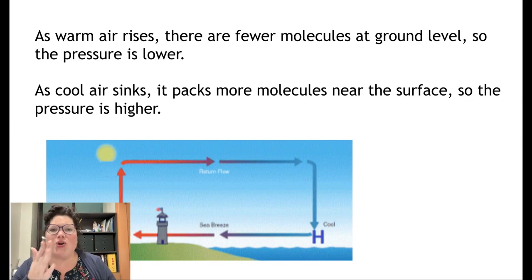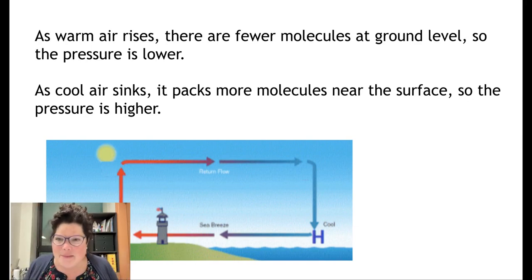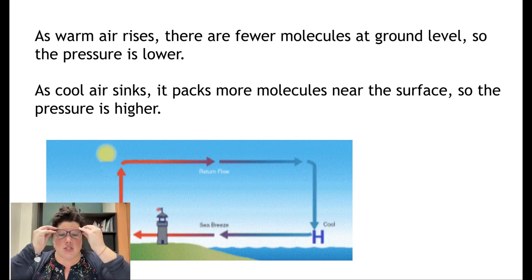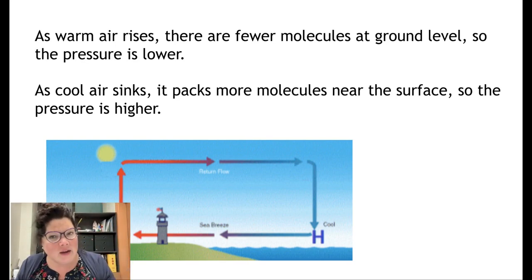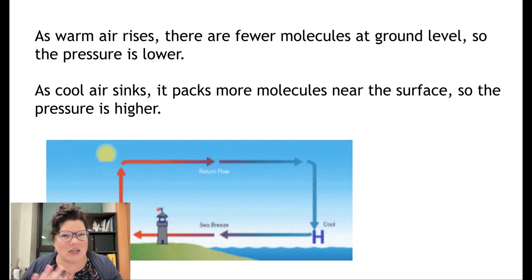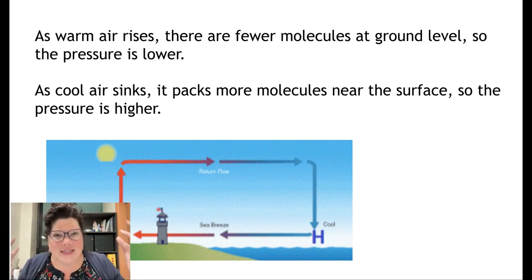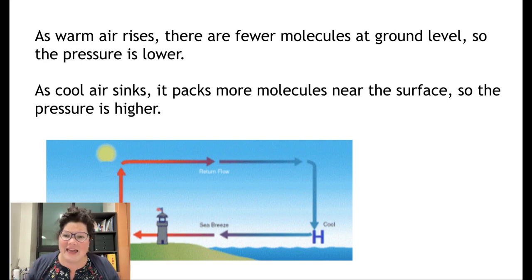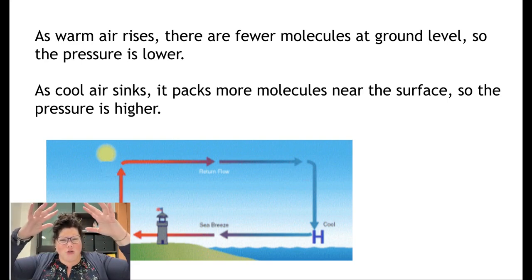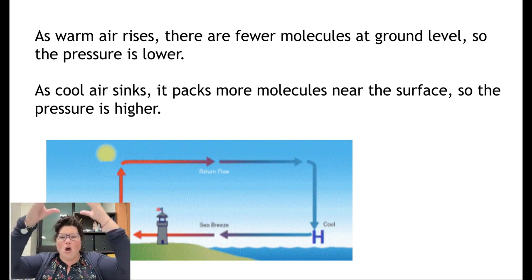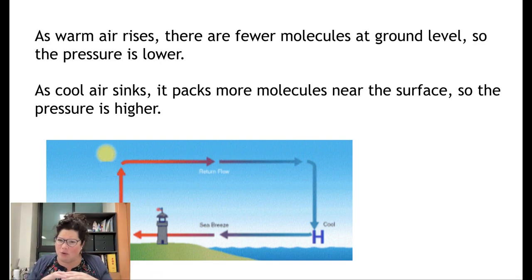As the warm air rises, it takes molecules with it. And so there's very few molecules at the ground level. We call that a low pressure system. We've talked about this many, many units ago, but low pressure is when warm air is rising, causing precipitation. Then that cool air is going to sink. It's going to pack more particles near the surface. All those molecules are being pushed down to the surface, causing higher pressure.